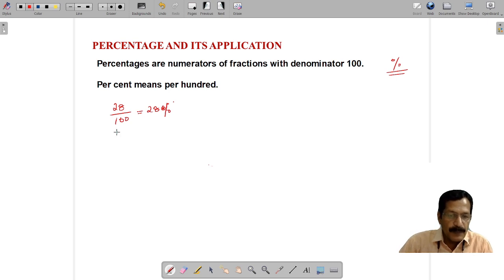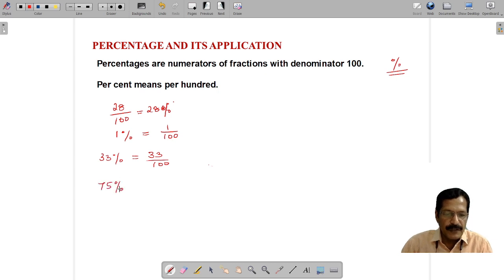Now, what is 1%? 1% means 1 by 100. What about 33%? 33% means 33 by 100. 75% means 75 by 100. We can reduce it to the simplest form, which gives us 3 by 4. 50% is equal to 50 by 100, and that is equal to 1 by 2.